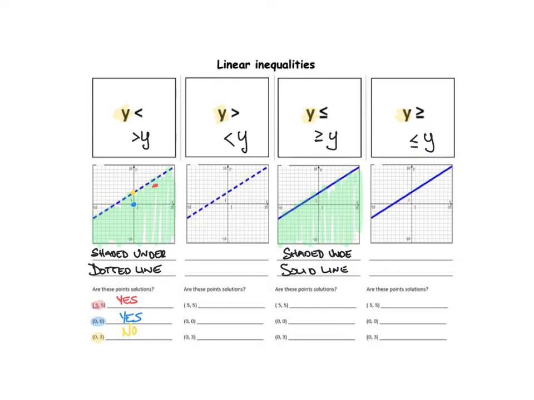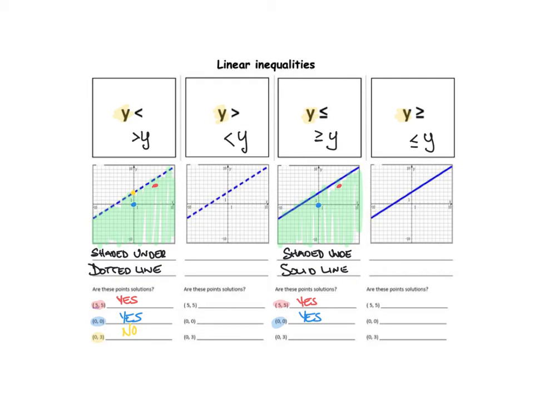So I want you to understand the difference. We're going to look at this one right here. We're going to start again with 5, 5, which is this one right here. And yeah, we have it right there. And it's in the shaded area, so yes, it's part of my solution. Then I also have 0, 0, which is going to be this point right here. And yes, it's part of the solution because again, it's in the shaded area.